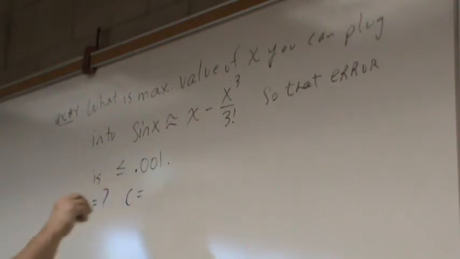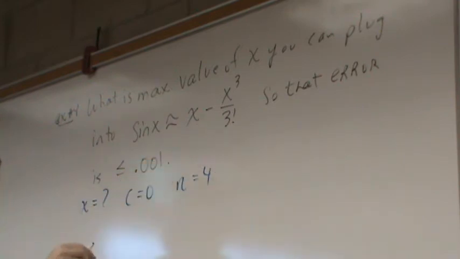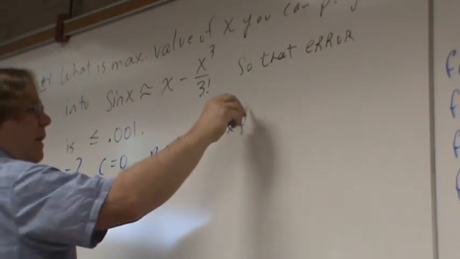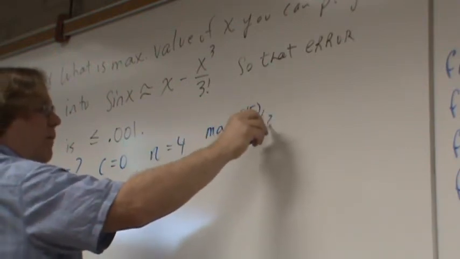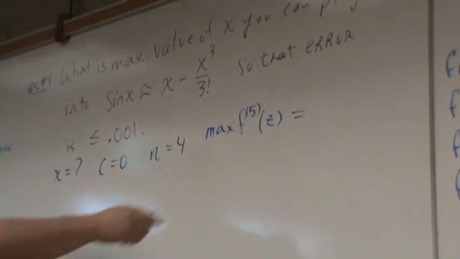But you tell me, what's my c? 0. Good. And what's my n? 4. Good. It's not 3, it's 4. Good. And then what's my maximum value of the fifth derivative evaluated at z? What's that going to be? 1. Yeah, it's still going to be 1, right? Remember, if f of x equals sine of x, then the fifth derivative is equal to cosine of x, and my z lies between 0 and whatever. We don't even know what the x is, but we know that cosine of 0 is 1. So the maximum value ends up being 1.